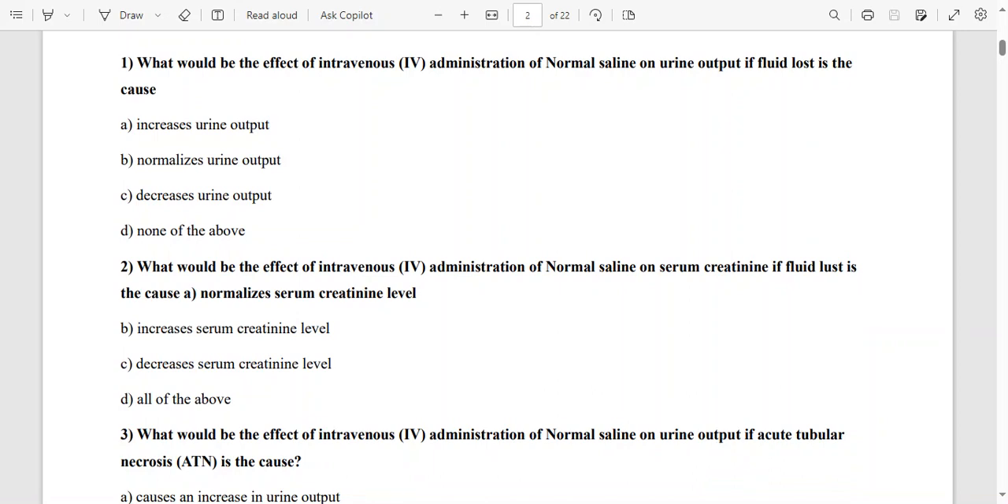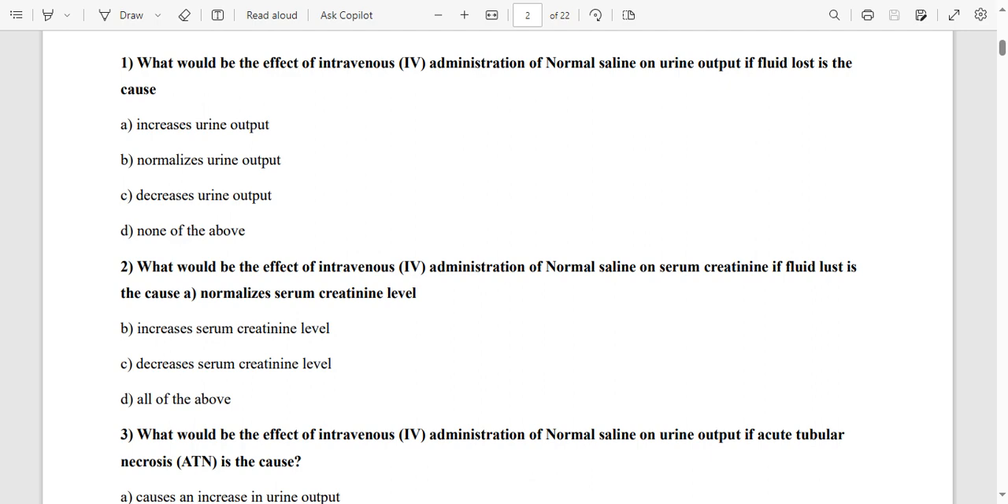Now we know normal saline is 0.9% sodium chloride, and this is intravenous administration. You're administering this 0.9% sodium chloride direct into blood. So imagine someone lost fluid and then you administer normal saline. You want to find out what will be the effect after you administer normal saline. Is it going to increase urine output, normalize urine output, decrease urine output, or none of these?